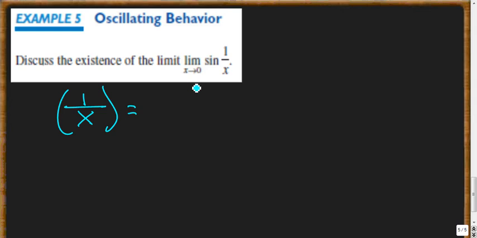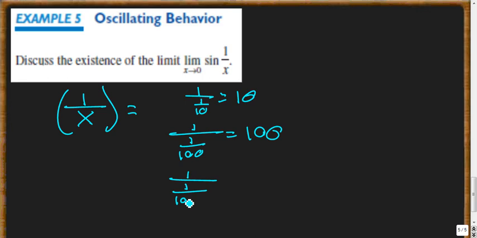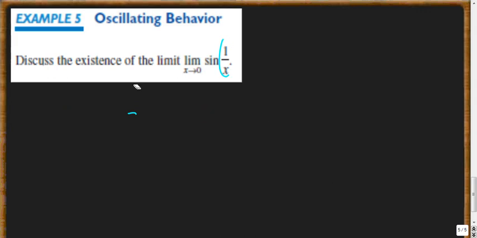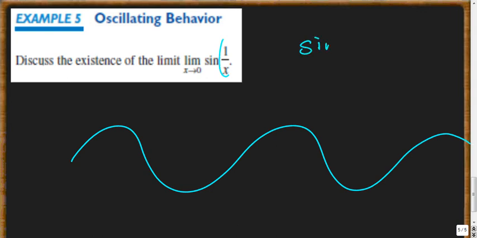As x gets smaller, remember we did this last time, 1 over 1 over 10 is 10. 1 over 1 over 100 is 100. 1 over 1 over 1,000 is 1,000. So as we get smaller, the other side gets bigger. And because we're plugging this into sine, we're talking about angles. So we know how our sine function goes. The sine function looks something like this. That's just the sine of x.